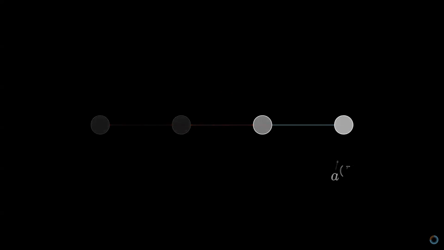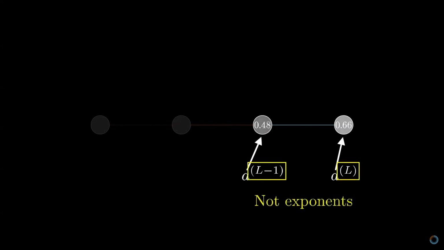Let's label the activation of that last neuron with a superscript L, indicating which layer it's in. So the activation of the previous neuron is A^(L-1). These are not exponents, they're just a way of indexing what we're talking about, since I want to save subscripts for different indices later on.